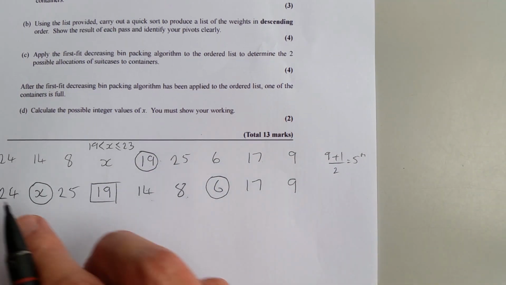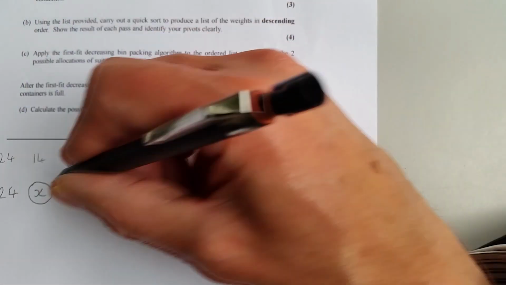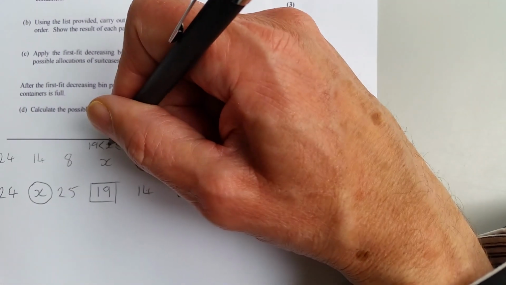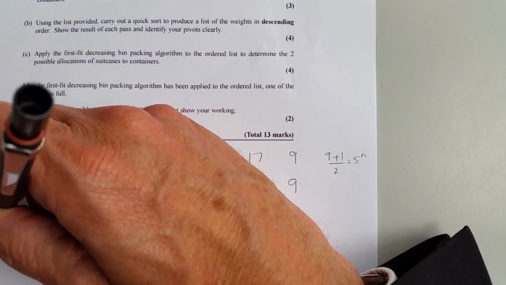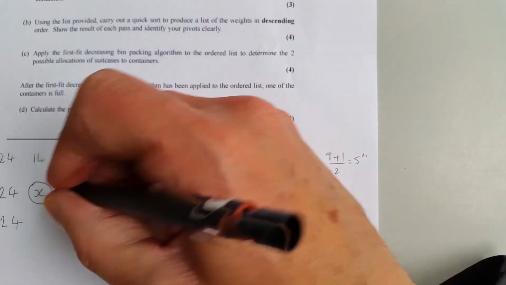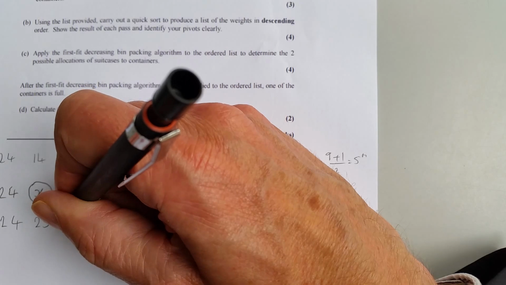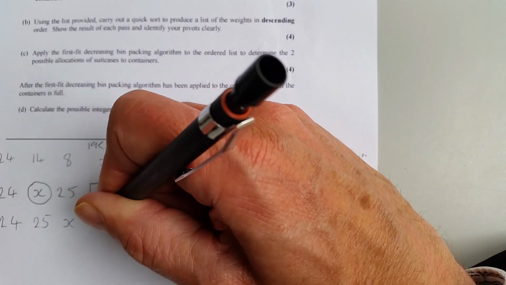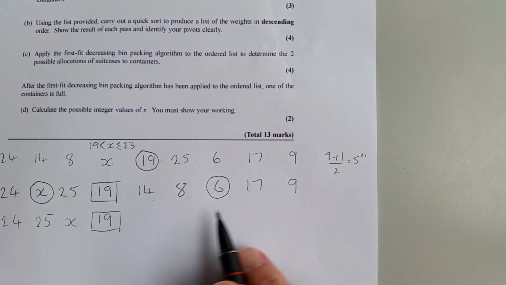And we do the same with these parts here as we did right at the start. So we want bigger numbers to the left, smaller numbers to the right. And remember that this X is greater than 19, less than or equal to 23. So we have 24 here. 25 is bigger than X, so that goes there. X goes there. 19 there.